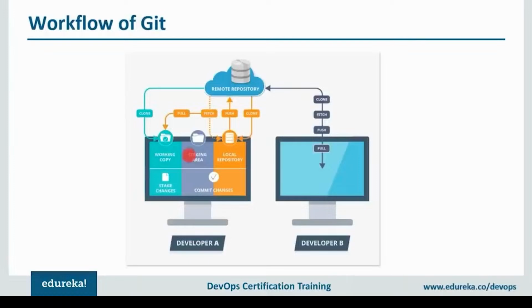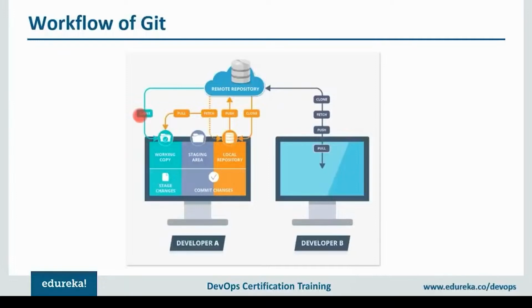Next, we have the staging area. The staging area is a place where all the modified files marked to be committed are placed. So basically, once you make the changes and you want to commit them, before committing, you put them into the staging area. You can visualize this place as the place between the working copy and the local repository. Now, coming to the commands used to perform these actions in Git, the clone command creates a copy of an existing remote repository inside the local repository.